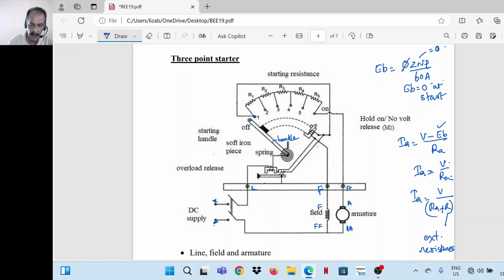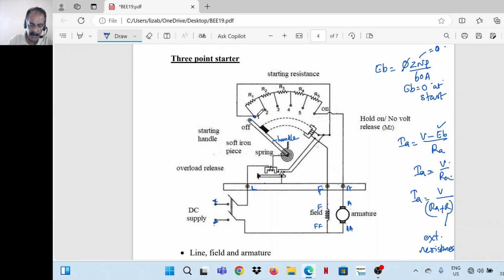And it goes to another magnet. And from the magnet, it is coming to F through the field winding. The circuit is completed like this. So right now the handle is in off position.